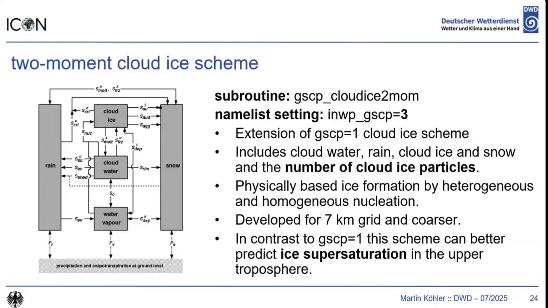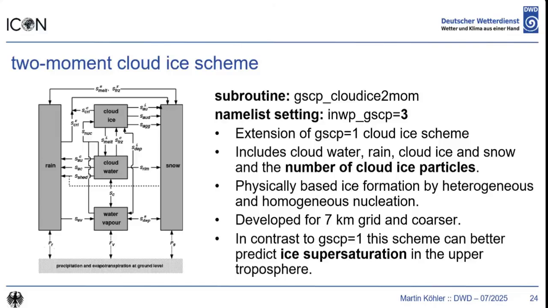The second one is a newer development, a further development of that same scheme. And it has the number 3. It adds two-moment only to the ice, because Axel feels that for the ice supersaturation, you really need the two moments, where you not only have a prognostic equation for ice, but also for the number density.